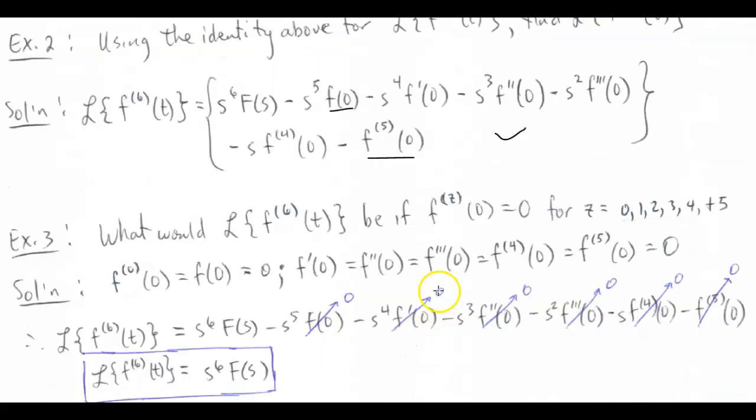And so if we said that all the derivatives from basically the first derivative to the fifth derivative, as well as the original function itself, if all those equaled 0 when t is equal to 0, then of course all these terms that you see here would just collapse to 0, and we would end up just having s raised to the 6 times the Laplace transform of whatever our function f is.